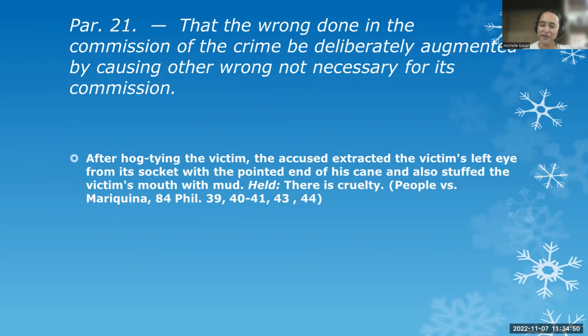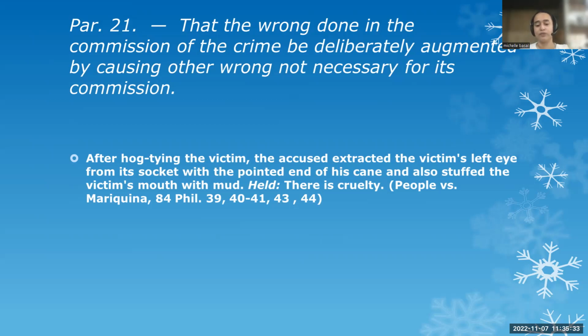And lastly, we are already in paragraph 21: that the wrong done in the commission of the crime be deliberately augmented by causing other wrong not necessary for its commission. So after hog tying the victim, can you imagine hog tying? It is as if he was tied like a pig. The accused extracted the victim's left eye from its socket with a pointed end of his cane, and also stuffed the victim's mouth with mud. Imagine the cruelty that the victim had to suffer from the offender. So this is also an aggravating circumstance.